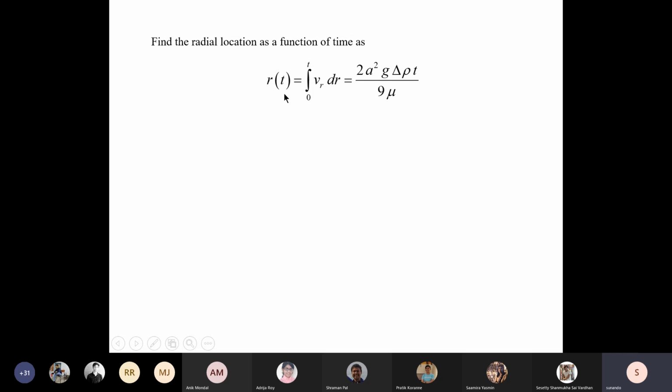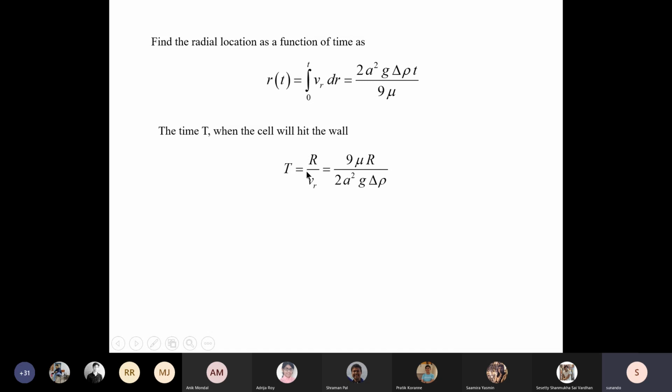And we understand that for it to settle at the bottom, this r is simply going to be equal to capital R. So the settling time can be calculated by simply equating this r as capital R, where capital R is the radius of the tube. So of course we can write the time that the cell will hit the wall. This simply follows from the expression that we have above.